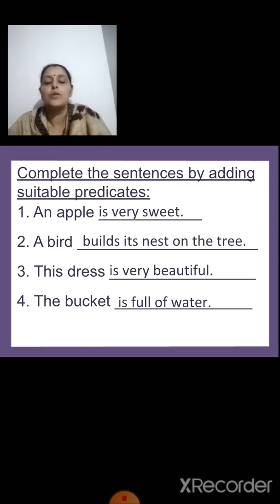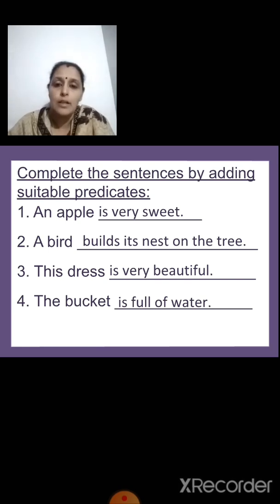Yes, children. So understood? What did we learn today? We learned about subjects and predicate. Sentences are divided into two parts, subject and predicate. Subject is about whom or about what we talk, and predicate tells us about the subject. So, is it clear? Go through this again, children, and there is a worksheet provided in the link given below. You have to solve the worksheet and submit it.